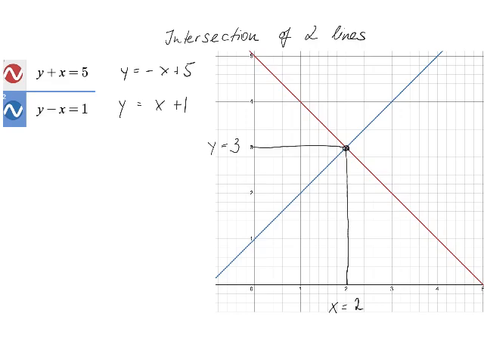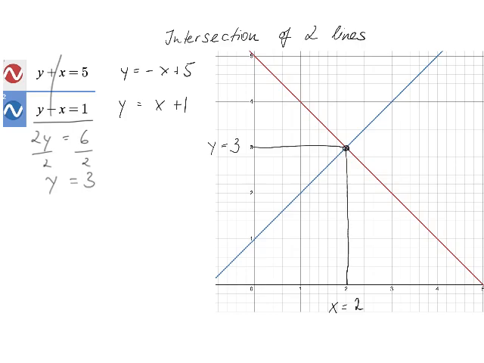Here is when we use simultaneous equations. Remember, for simultaneous equations, we have to eliminate a variable, and in our case, we're going to eliminate the x. So all we have to do is add these two equations. y plus y equals 2y, plus x minus x equals 0, so that is gone. And 5 plus 1 equals 6. I divide both sides by 2 and I get y equals 3, just as we have seen on the graph.